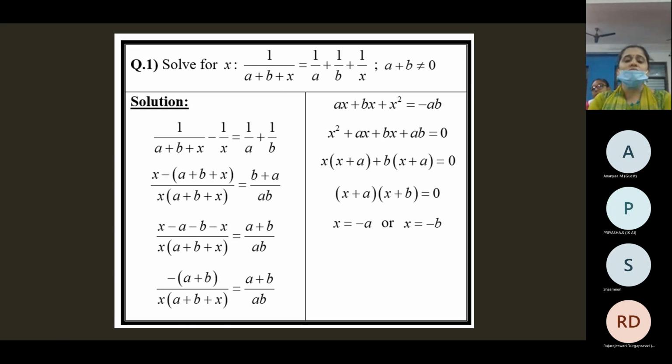Standard question. If this comes for the exam, it will come as it is with no changes. There'll be no changes in the sign as it is.